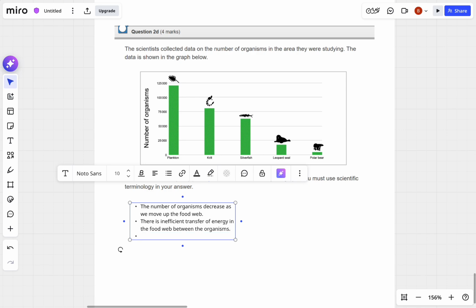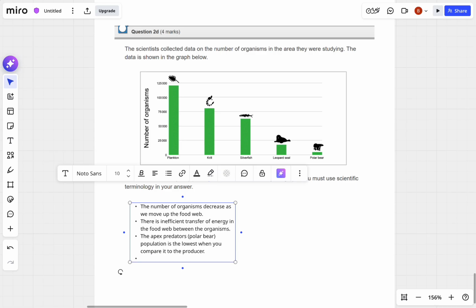Then let's look at the third trend. We see that the apex predators' population is comparatively low when you compare it to the plankton. So the apex predators, which is the polar bear, population is the lowest when you compare it to the producer.